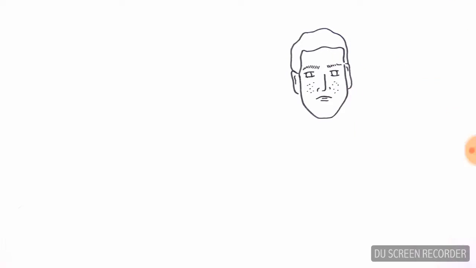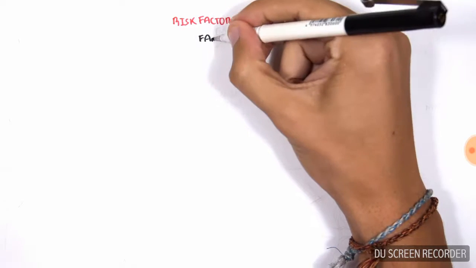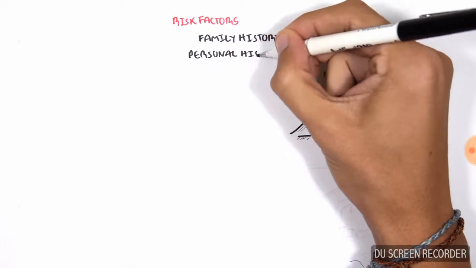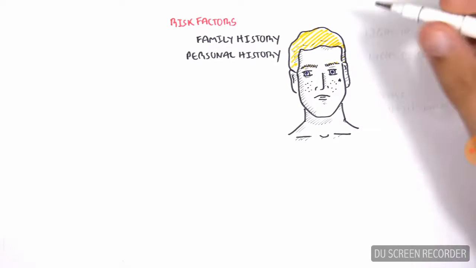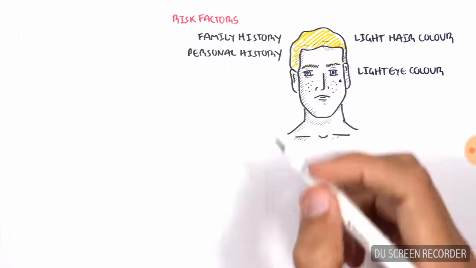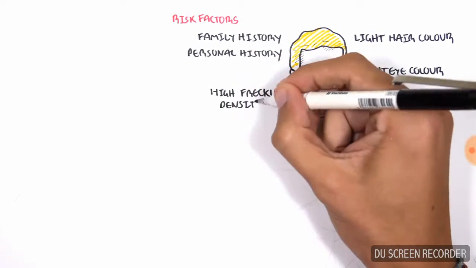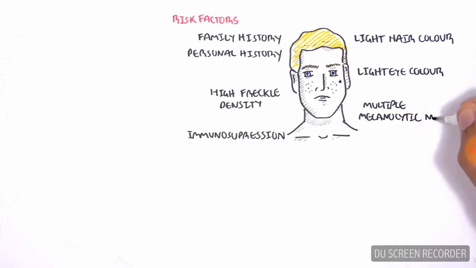So what are some risk factors for developing melanoma? Well, some common risk factors include having a family history of melanoma, having a personal history, having light hair color, light eye color, having a high freckle density, being immunosuppressed either because of the use of drugs or having a particular disease, and having multiple melanocytic nevi, essentially multiple moles.